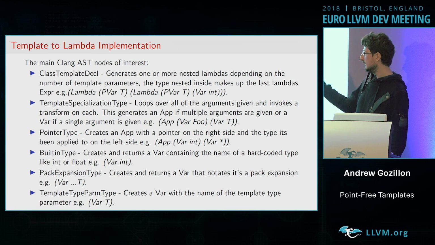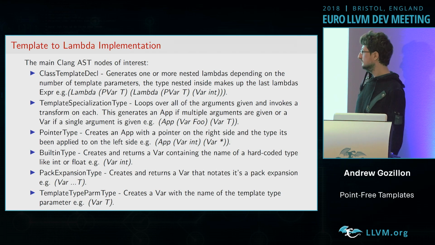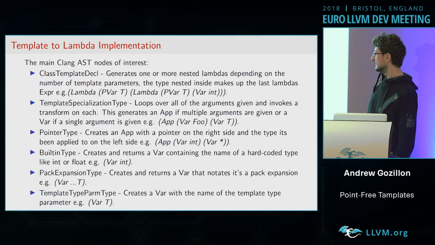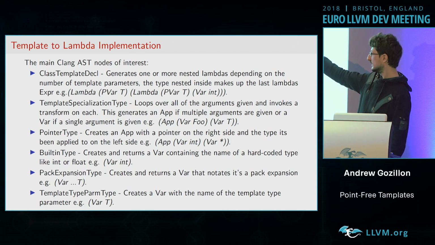The main two are template specialization type and class template decl. The other four are basically just endpoint nodes. There are a few other nodes, but these are the most important ones at the moment. Class template decl takes all the parameters of a class template and creates the top level lambda part of it, so lambda p var t. The second one should be a T2 in this case, because otherwise it wouldn't evaluate to compilable code, since it would be saying it's a template that takes a T and a T. So in this case, it's a template that takes two parameters and returns an integer.